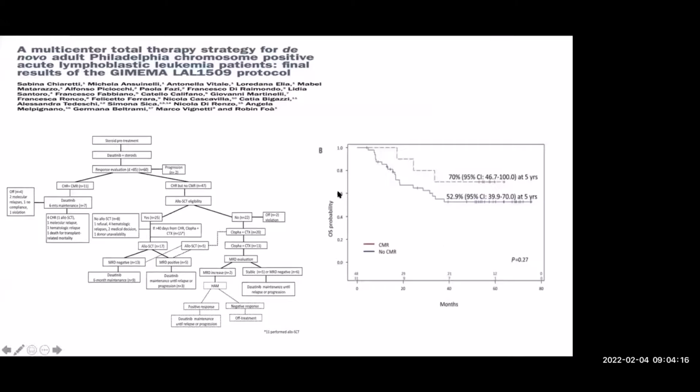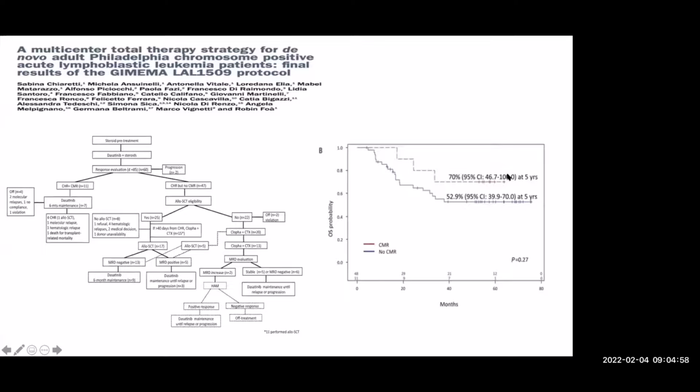This was actually used by the GIMEMA group to plan a response adapted therapy. Patients were given steroid pre-treatment, then dasatinib plus steroid, and then they did a response evaluation. If the patient had achieved complete molecular response, they completely avoided transplant or even chemotherapy, and were given only dasatinib. If the patient had not achieved CMR, patients were considered eligible for allo transplant. So they either underwent transplant or they got chemotherapy.